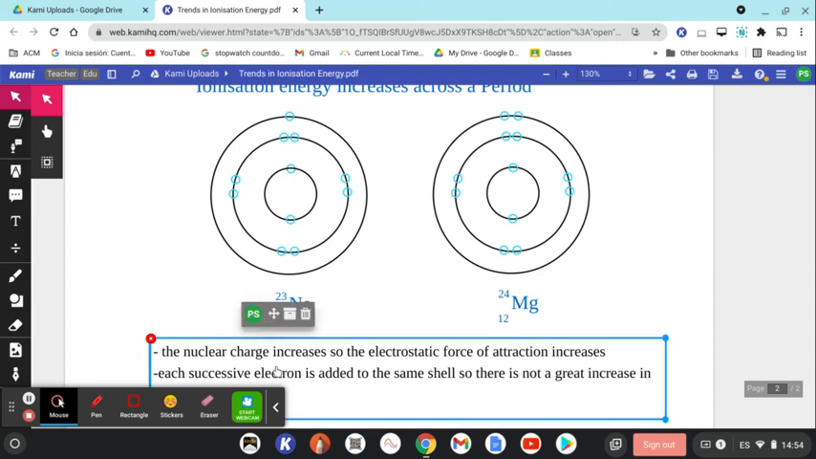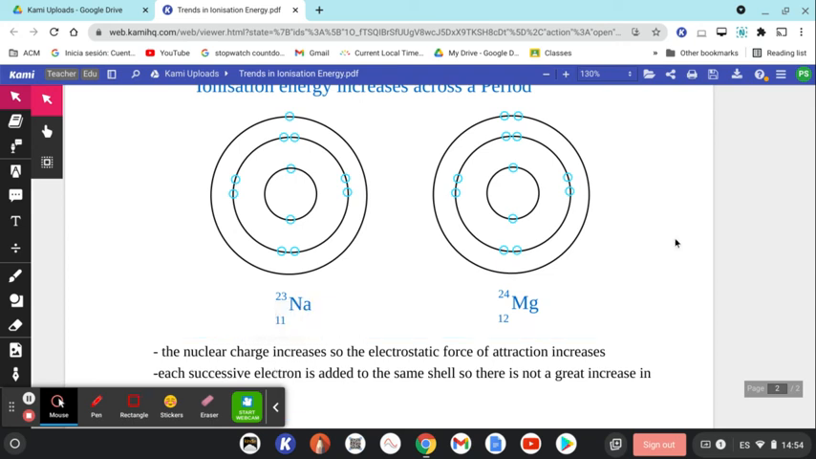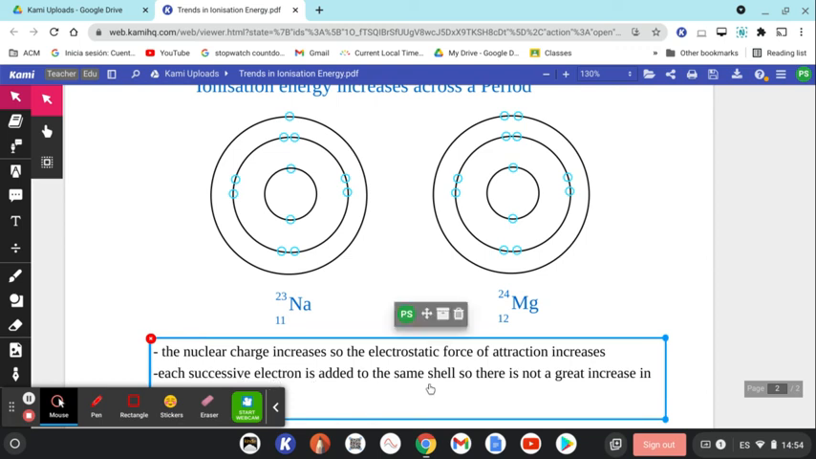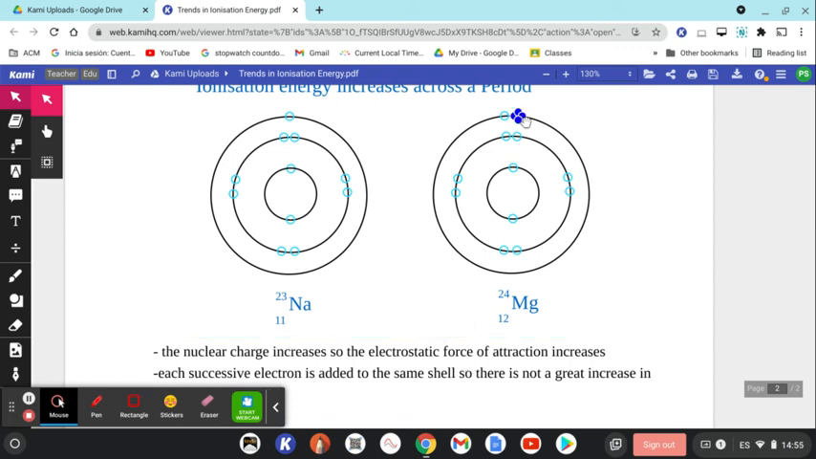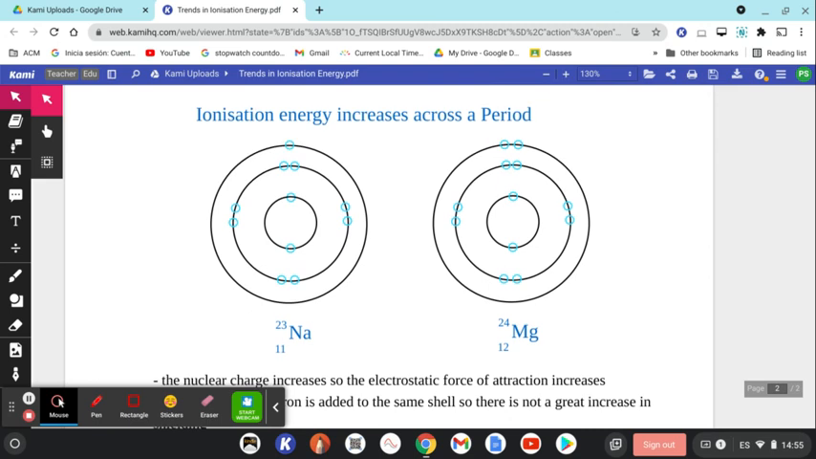Now, in the previous trend, we talked about how shielding affects ionization energy. However, there's not a great increase in shielding because any electrons you add across a period are in the same outer shell as the previous one. So that doesn't contribute as much to the shielding. So ionization energy increases across a period.